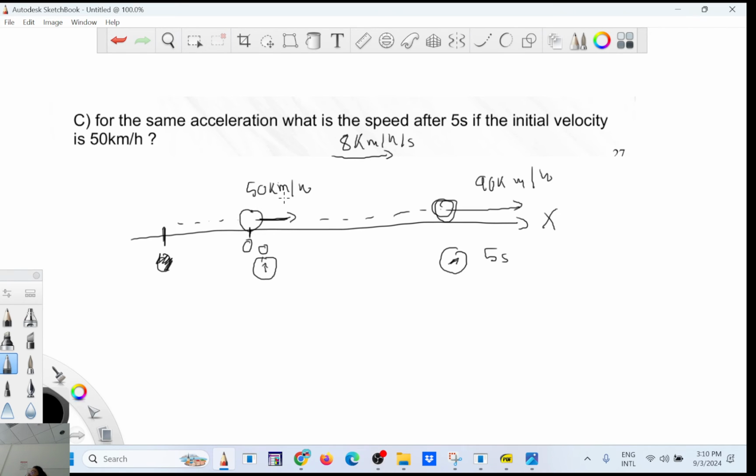Is that clear? So thinking of money, can you come up with an equation? So the final velocity, so the final income, will be what you start with, right? So it will be 50 plus, what's the rate? $8 times the number of hours. Okay, this is called a kinematics equation.